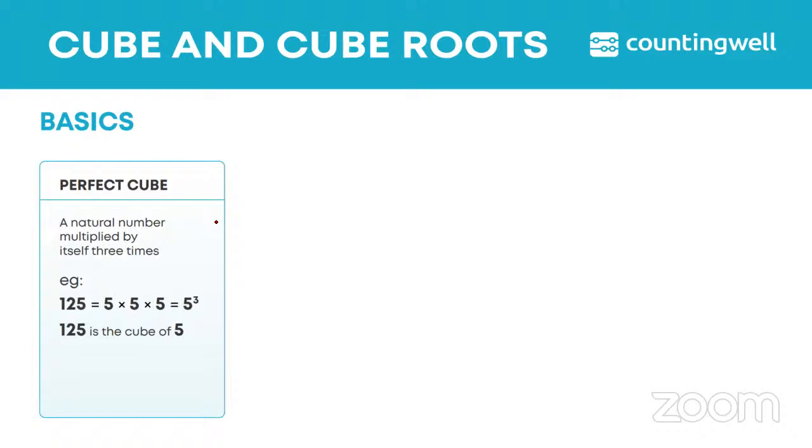Let us see some of the basics of the chapter cubes and cube roots. Let us see what a perfect cube is. A perfect cube is nothing but a natural number multiplied by itself 3 times. For example, here 125 is a number obtained by multiplying 5 three times, which is 5 into 5 into 5. So we can write 125 as the cube of 5. That's why we call 125 the cube of 5.